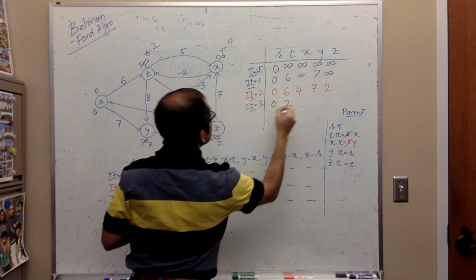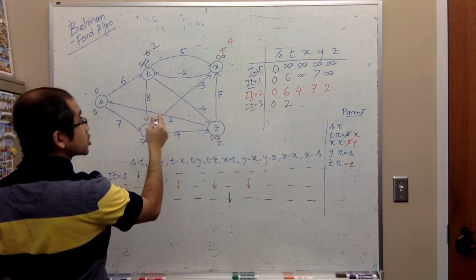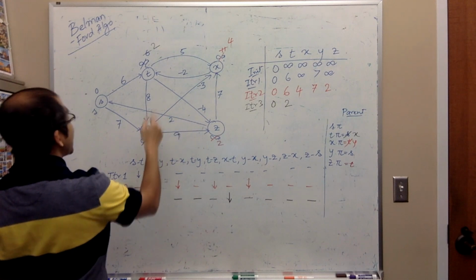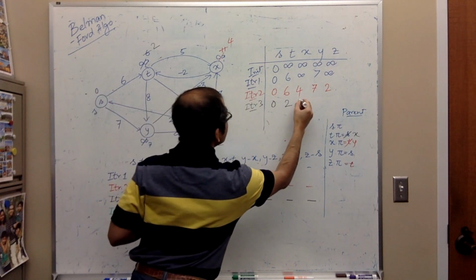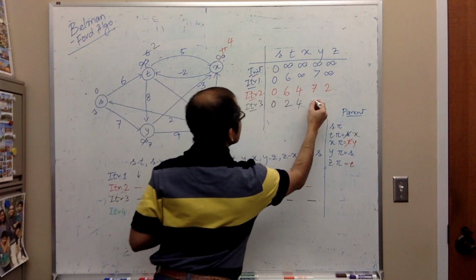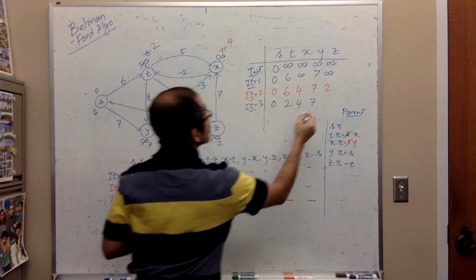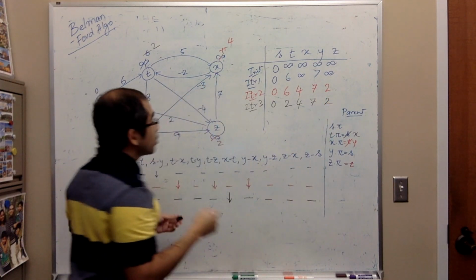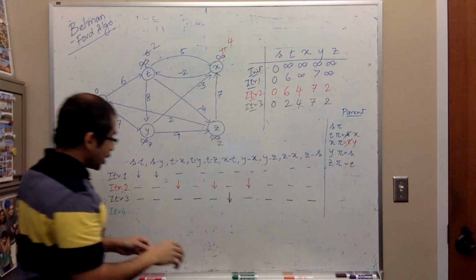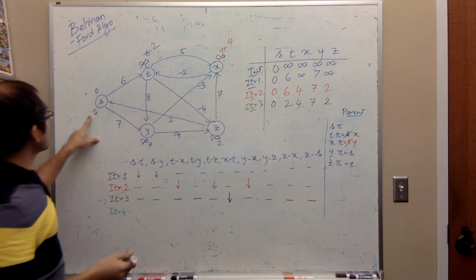Okay, T has changed, you see, every stage something is changing at the end of every iteration. Now T is 2, X is 4, Y is 7, and Z is 2. Okay, so now let's go for iteration 4, and iteration 4 is using green color.